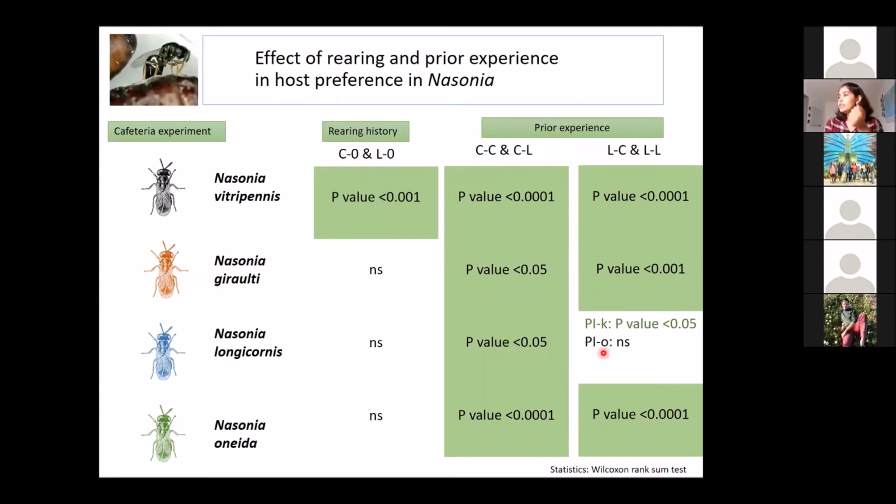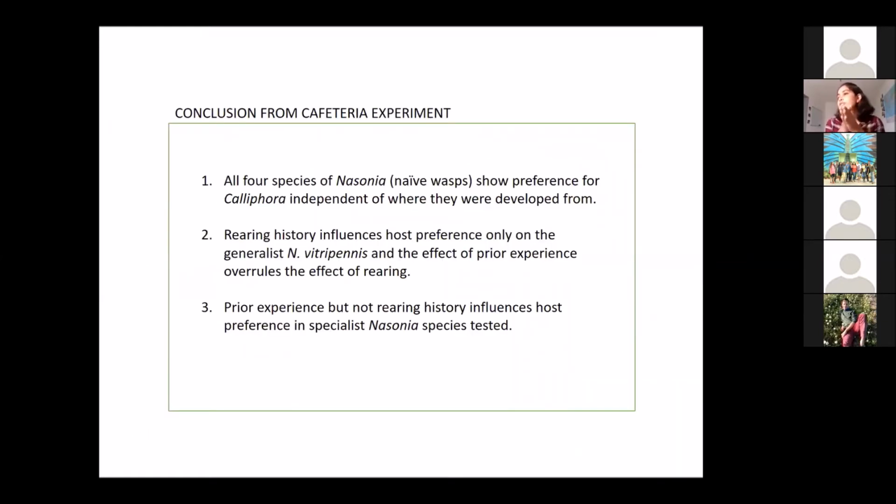The preference index calculated using the number of Nasonia offspring did not show any significant difference between these two treatments for Nasonia longicornis. This brings me to my conclusion that all 4 species of Nasonia as naive wasps, when they did not get any experience, show preference for Calliphora, the bigger host, independent of where they were developed. However, the rearing history seemed to have an influence on host preference in the generalist species Nasonia vitripennis. But once they get a prior experience in their later adult life, that experience overrules the effect of rearing.